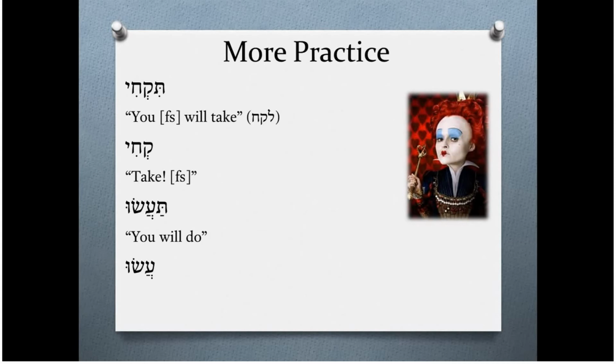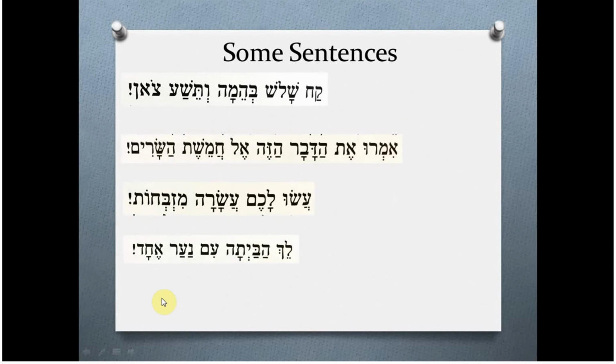And how would you pluralize or turn that into an imperative? Asu, asu, right here. So you do or make. Notice the only difference here again being the tav is missing. Okay, let's look at a few sentences now and see what we can come up with. Kach shalosh behema v'teisha tzon. What do you make of that sentence?